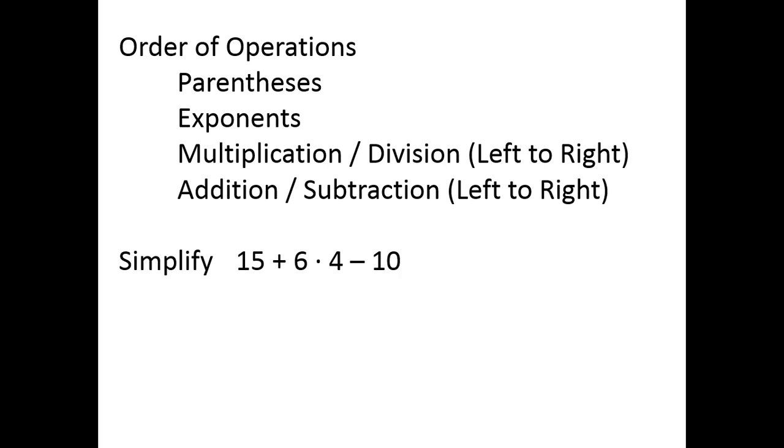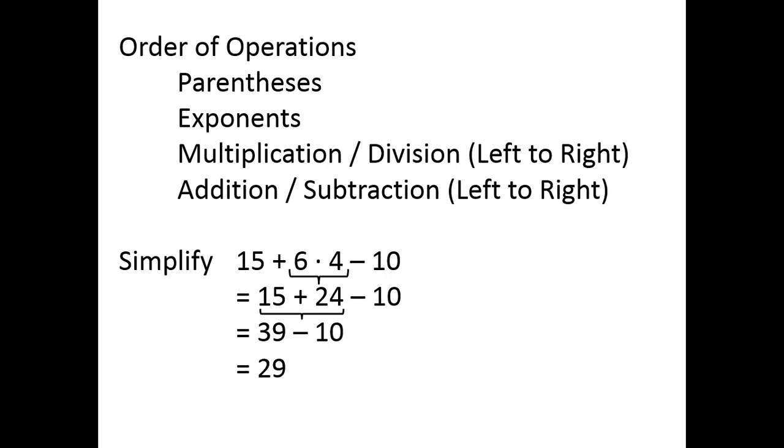So for example, if we want to simplify 15 plus 6 times 4 minus 10, we have to do the multiplication first. That takes precedence over the addition or subtraction. Then we have addition and subtraction, but we have to do those from left to right. So we do the addition first, and then we do the subtraction to finally have 29. So that's a look at multiplication and division of whole numbers in both base 10 and in other number bases.